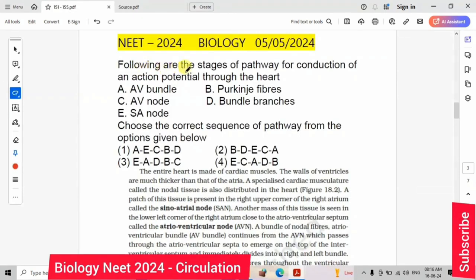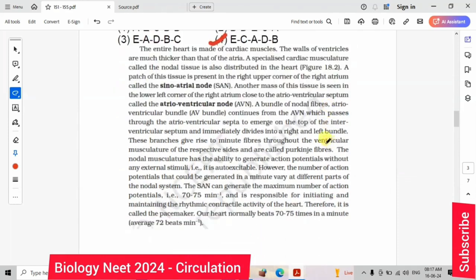Following are the stages of the pathway for the conduction of an action potential through the heart. A. AV bundle. B. Purkinje fibers. C. AV node. D. Bundle branches. E. SA node. Choose the correct sequence of the pathway from the options given below. And it is option number 4. E, C, A, D, B is the correct one. E, C, A, D, B. And here are the NCERT lines from the chapter known as circulation.